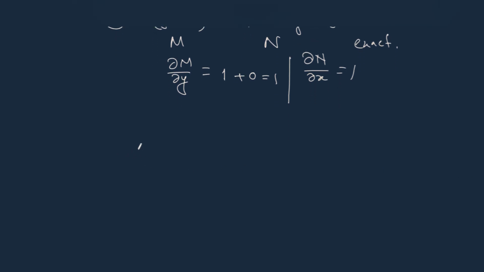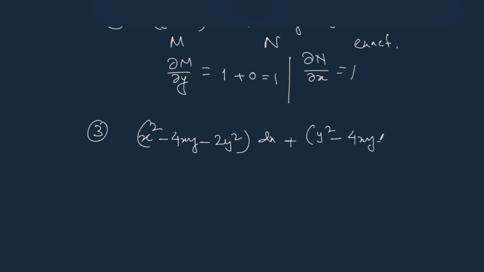Now consider another example. (x squared minus 4xy minus 2y squared) dx plus (y squared minus 4xy minus 2x squared) dy equals 0. So this is nothing but our M and this is nothing but our N.